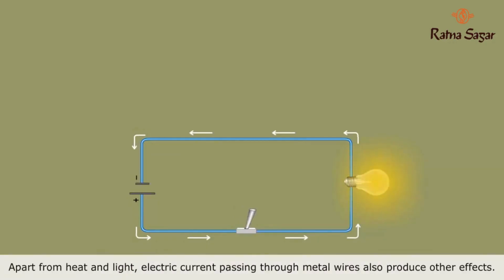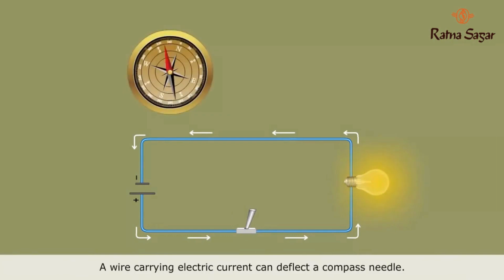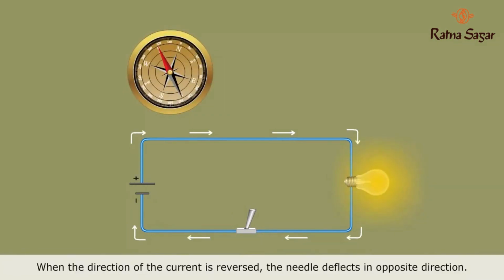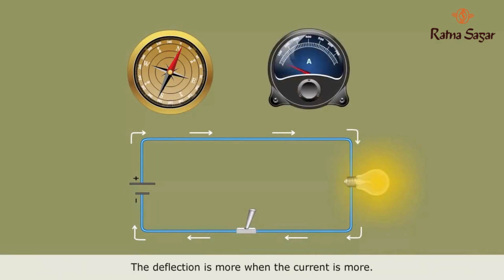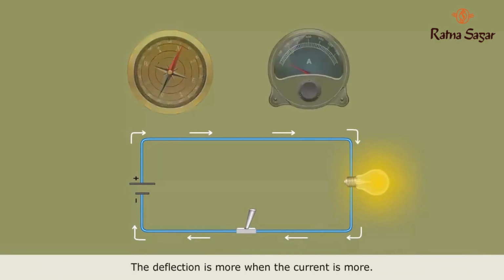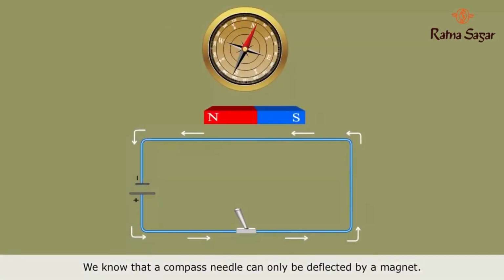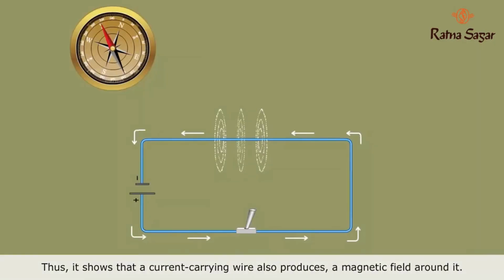Apart from heat and light, electric current passing through metal wires also produces other effects. A wire carrying electric current can deflect a compass needle. When the direction of the current is reversed, the needle deflects in the opposite direction. The deflection is more when the current is more. We know that a compass needle can only be deflected by a magnet. Thus, it shows that a current-carrying wire also produces a magnetic field around it.